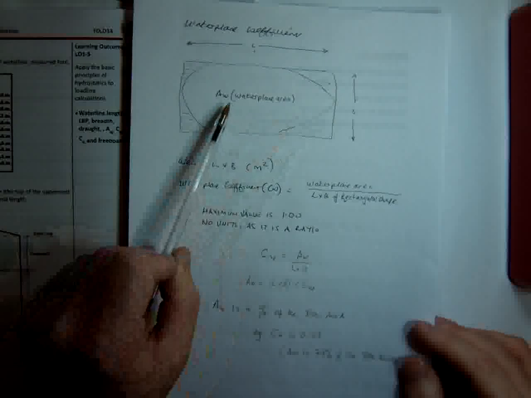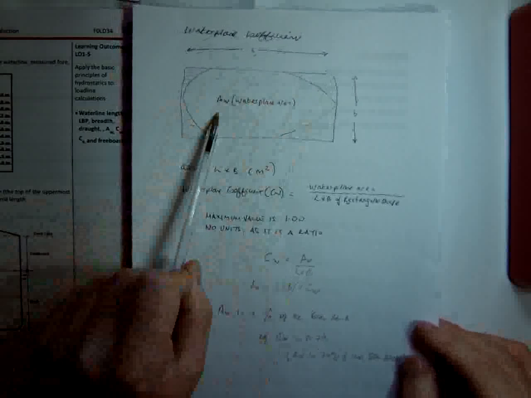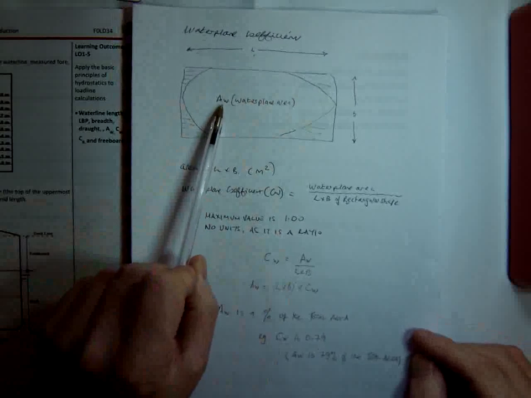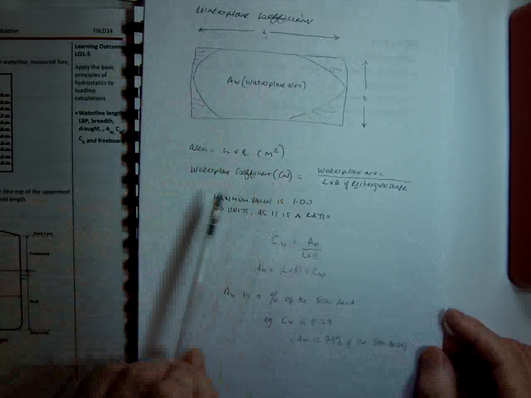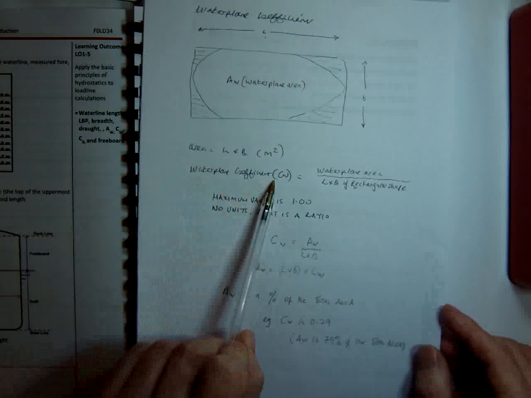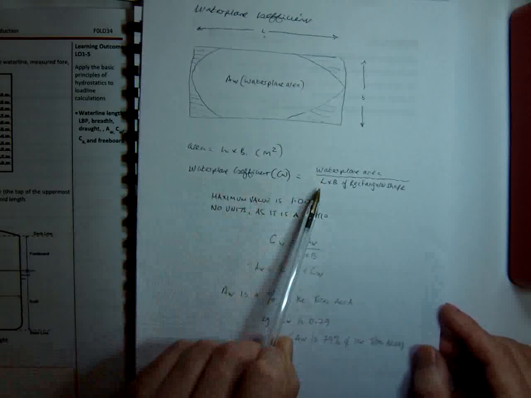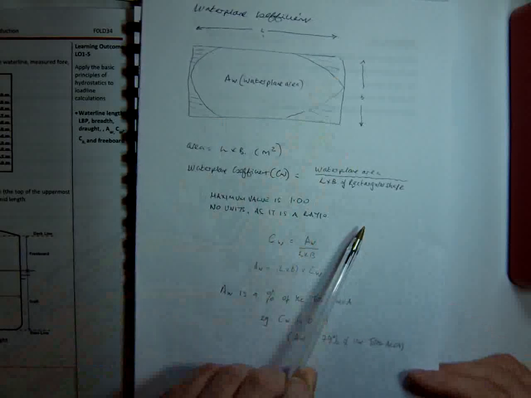So I've done a brief sketch here, and you can see I've shaded the areas, in effect the length and breadth of the rectangular area that don't cover the ship shape. And in the centre there, I've called that the waterplane area, or AW, as you'll see on the formula sheet. And we know that area is length times breadth, metres squared, and the waterplane coefficient is the waterplane area divided by the length and breadth of the rectangular shape.